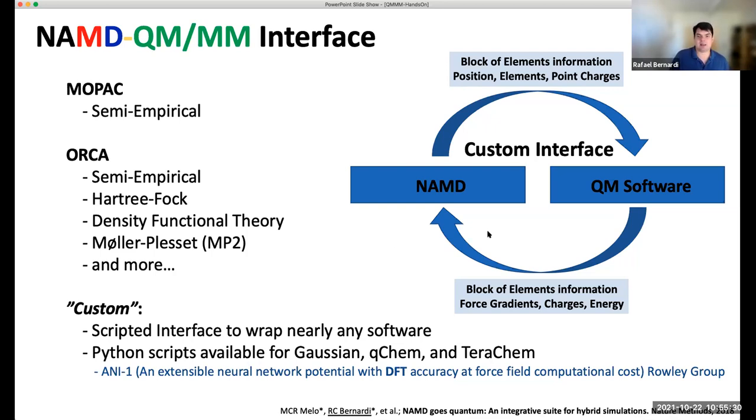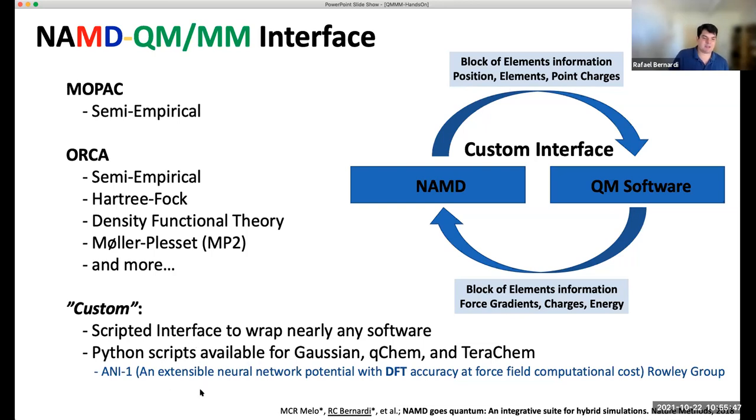At the end of the day, what you're doing is NAMD sends this block of information, which are actually position elements and point charges, to the QM software. And the QM software sends back force gradients, charges, and energy. And you continue this loop for a long time.